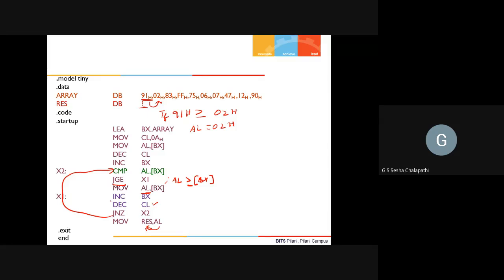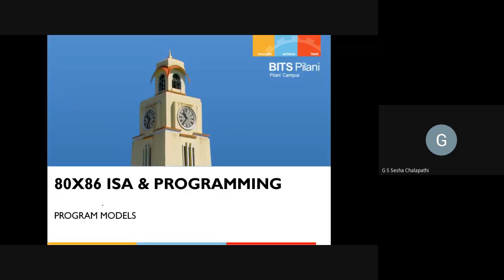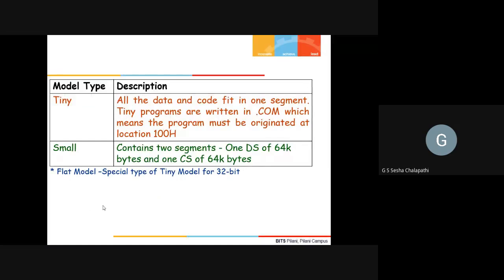So that is how I do it. And then .EXIT and END. .EXIT will end the DOS mode, and END will end the program. So the next is the program model, which we have already seen.